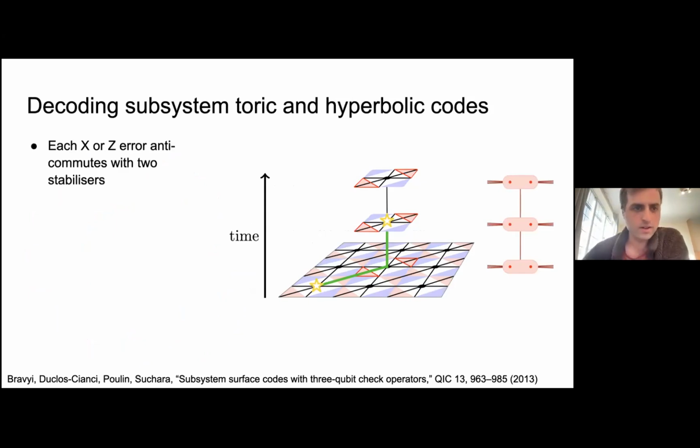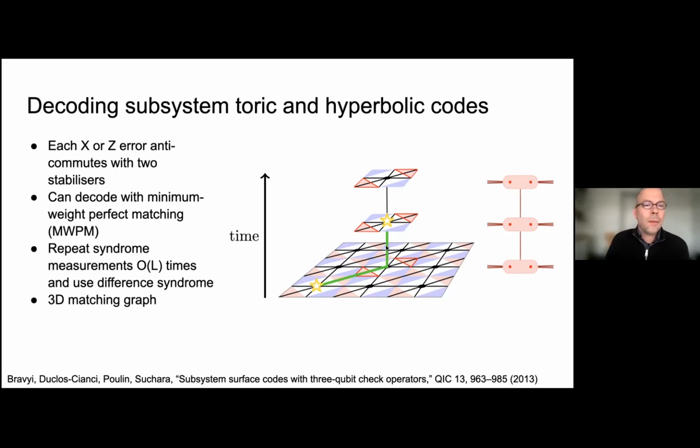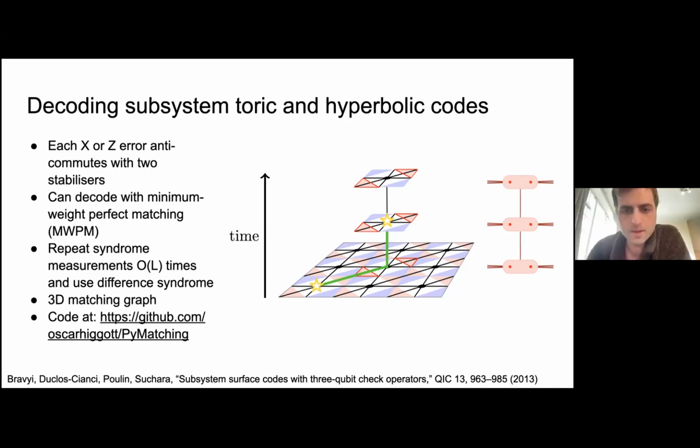Decoding can be done just like with the toric code. Each X or Z error anti-commutes with 2 stabilizers, so you can just decode with matching. So you repeat the measurements L times and use a different syndrome, and that gives you this 3D matching graph with time. I mean, that would work for any graph, so also for the graph that corresponds to your hyperbolic codes, right? Yeah, exactly. Because for 2D, we can just use matching. Okay, fair enough.